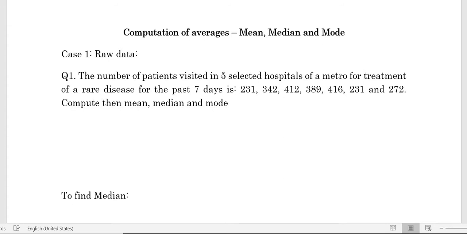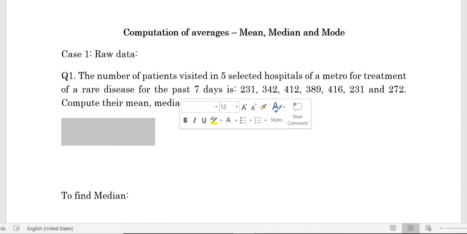So let's first consider the case where we are dealing with raw data. The question is, the number of patients visited in 5 selected hospitals of a metro for treatment of a rare disease for the past 7 days is 231, 342, 412, 389, 416, 231 and 272. How do you compute their mean, median and mode? Okay, so let's see the computation of mean, median and mode for this data that is provided.